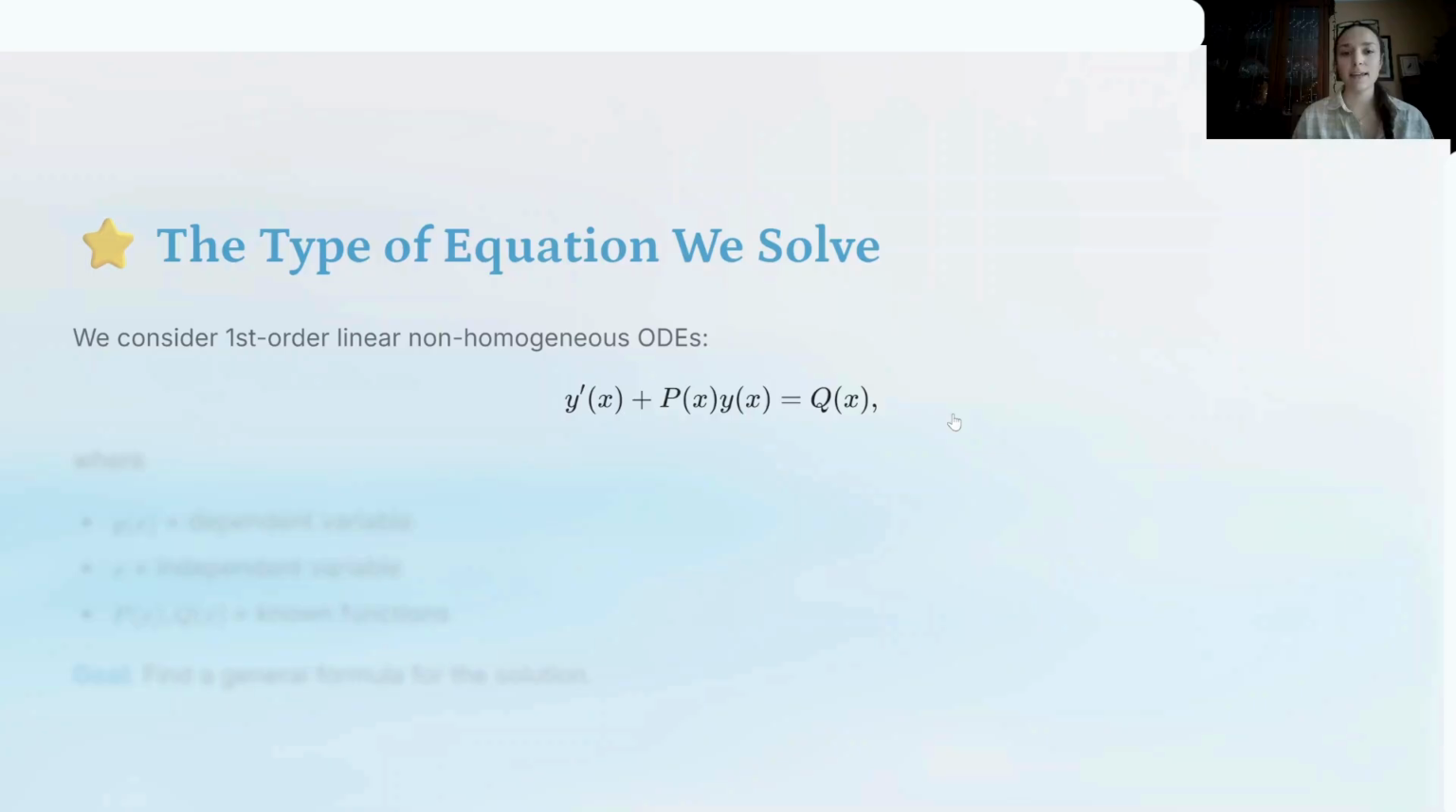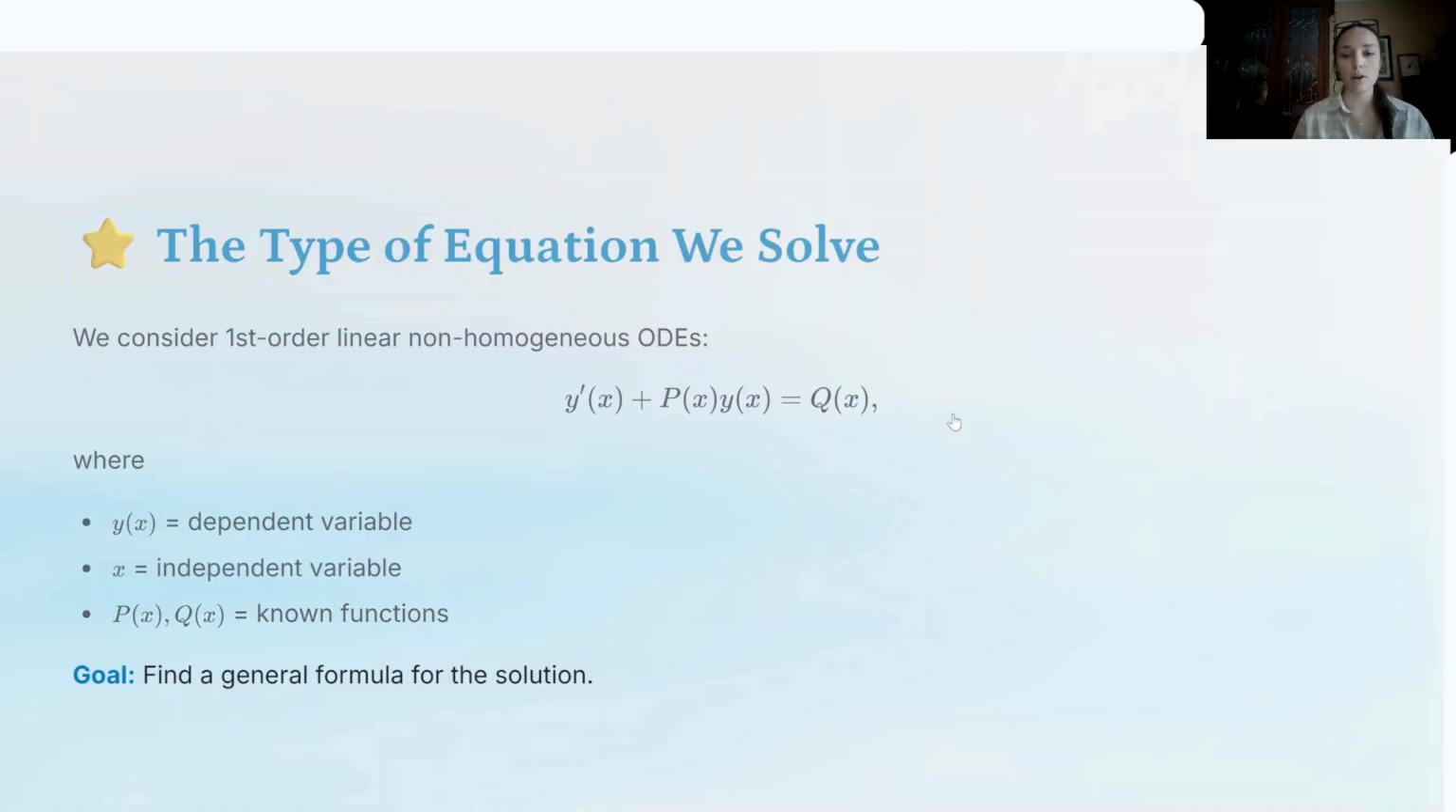Again, this method really works for when you have linear non-homogeneous ODEs. Over here we have that y of x is our dependent variable, x is our independent variable, and p of x and q of x are known functions. So this is a general form that we are going to use. Our goal here is to find a general formula for our solution, and once we have a general formula, we can then use initial conditions to find an exact solution.